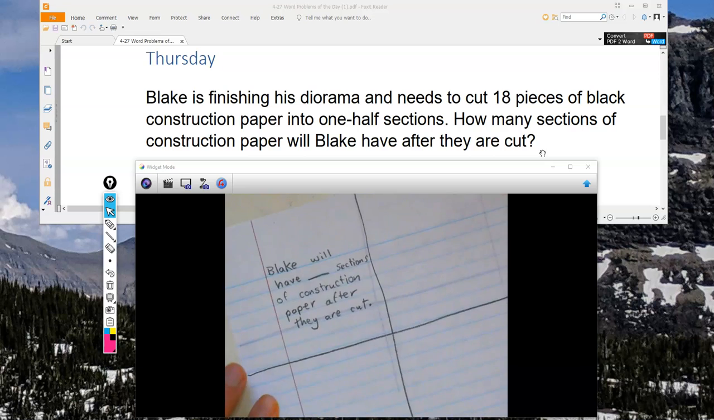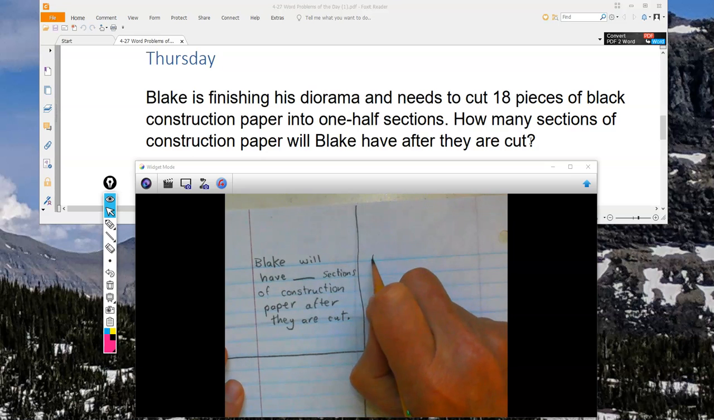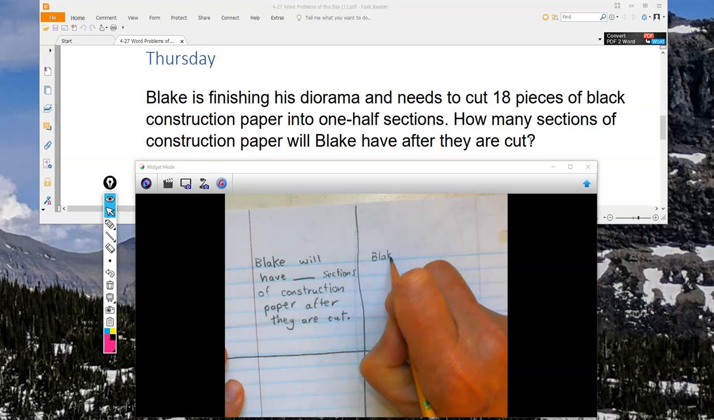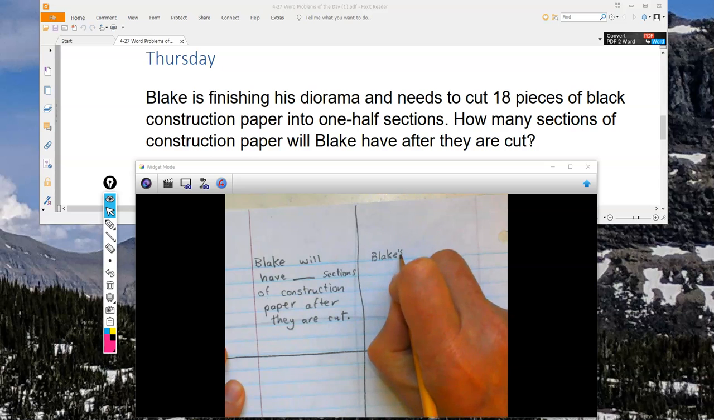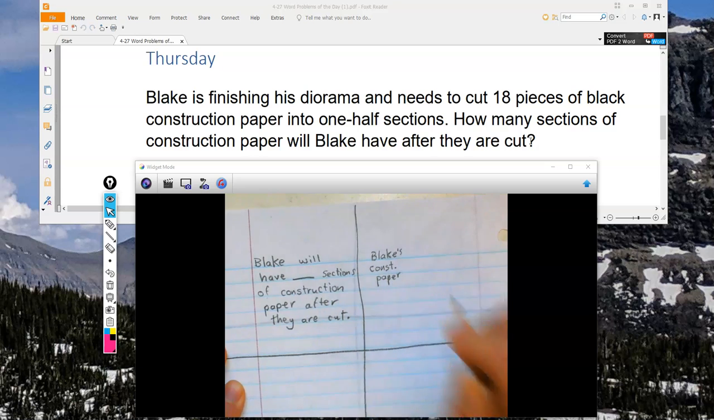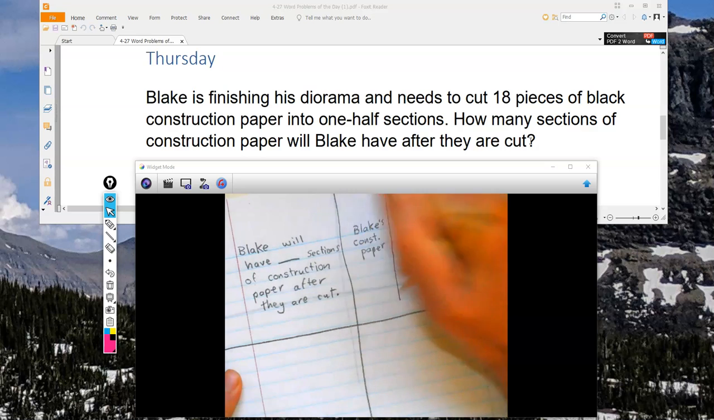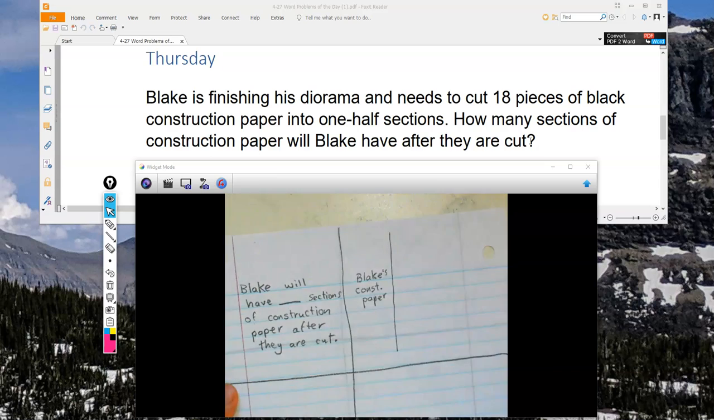All right, we're going to get started by looking at a model. It looks like it's going to be about Blake, and I'm going to make some unit bars for Blake's construction paper. One thing that's nice about models is I can always abbreviate if it gets too long, as long as you know what you're talking about and the person reading your model has a good idea too. So, Blake's construction paper. It looks like Blake is going to be using 18 pieces of construction paper. That's a lot.